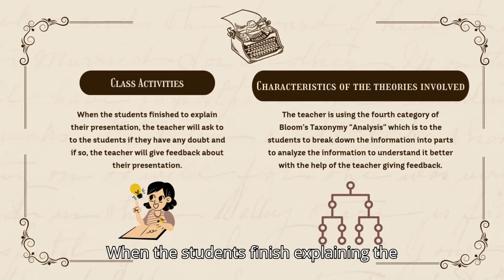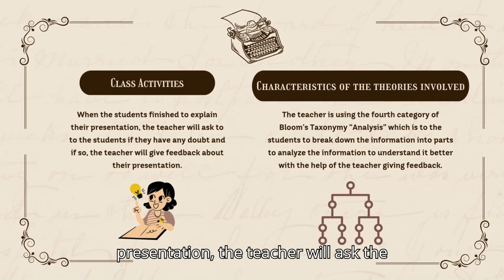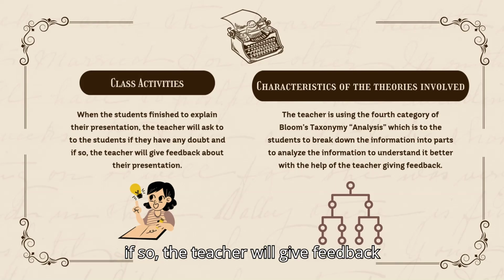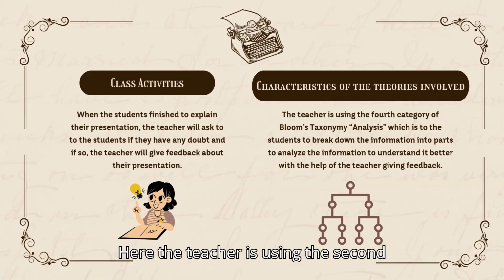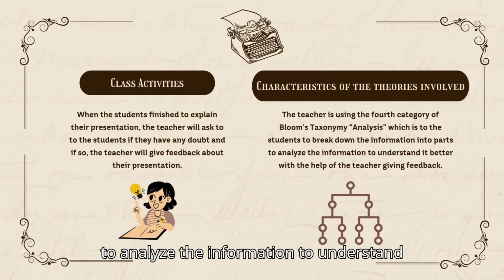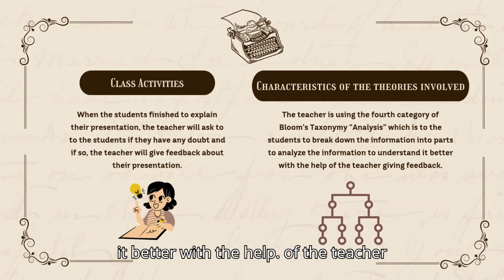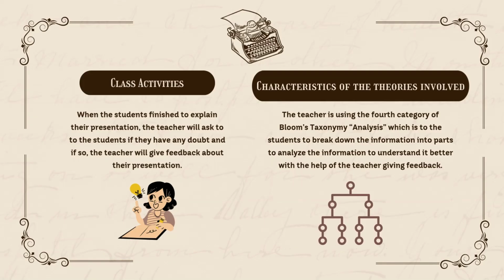When the students finish explaining the presentation, the teacher will ask the students if they have any doubt, and if so, the teacher will give feedback about the presentation. Here, the teacher is using the fourth category of Bloom's taxonomy, analysis, which is for the students to break the information into parts and to analyze the information to understand it better, with the help of the teacher giving feedback.